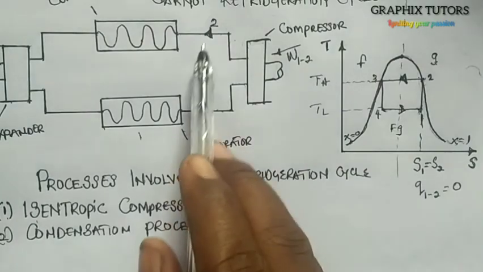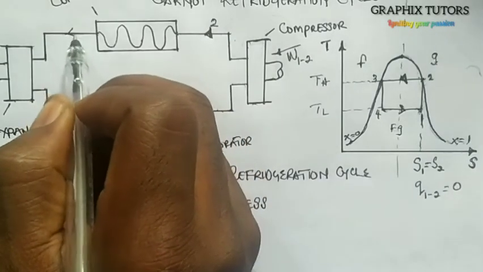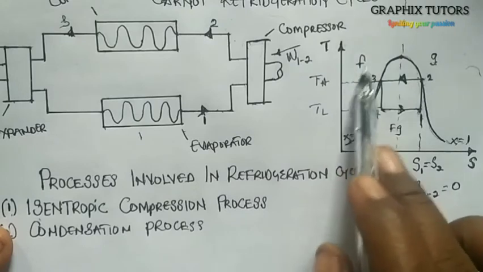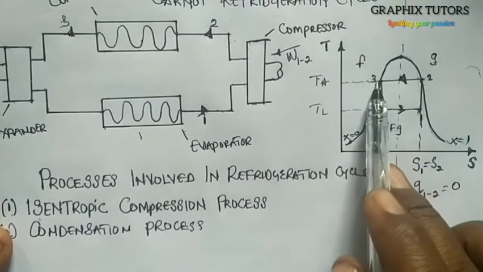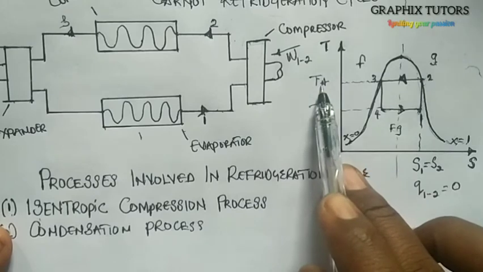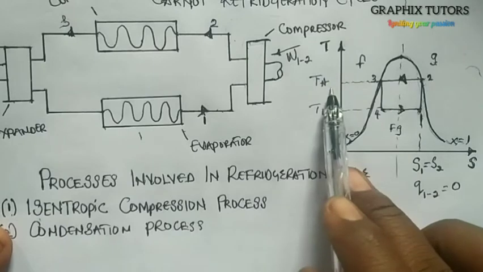So, but in this case, when it enters from state 2 coming to state 3, at state 3 it becomes what? A fluid, because it has come to this point here. So it becomes a fluid at high temperature, right? But the pressure remains intact because we have the same pressure.